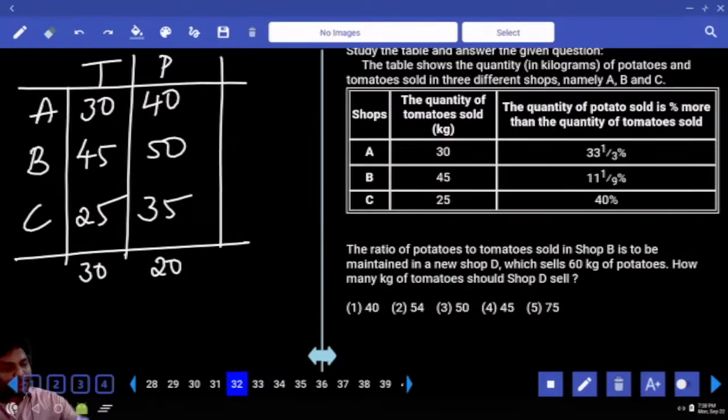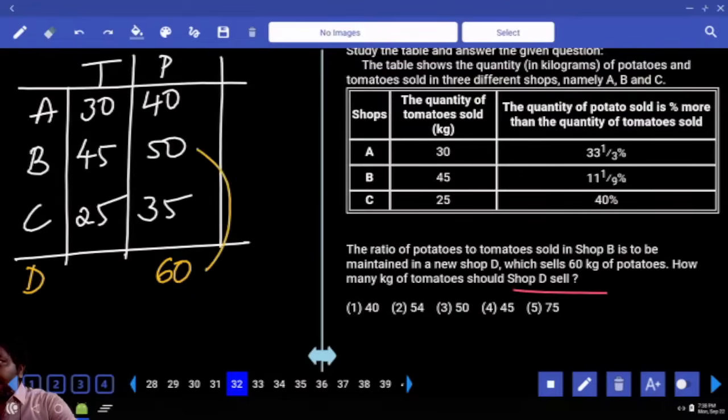The ratio of potatoes to tomatoes sold in shop B is to be maintained in shop D, which sells 60 kgs of potatoes. Shop D sells 60 kgs of potatoes. How many kgs of tomatoes should D sell?